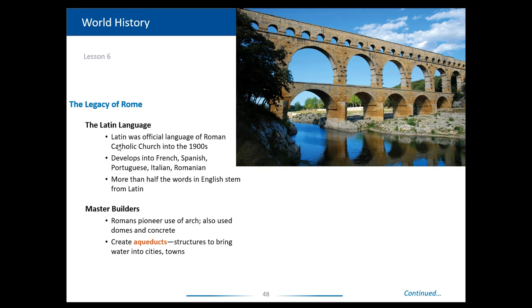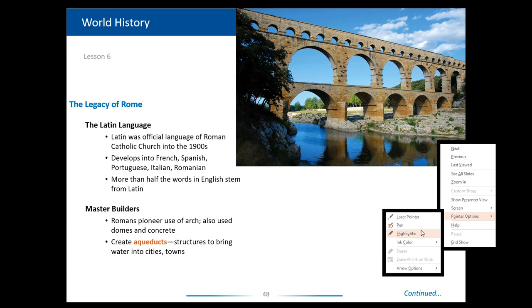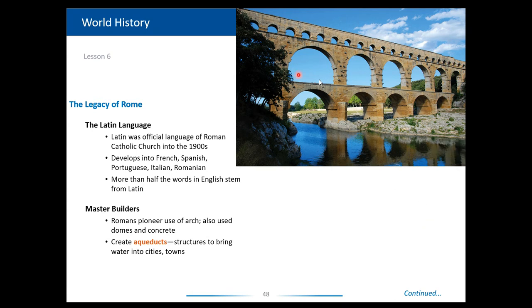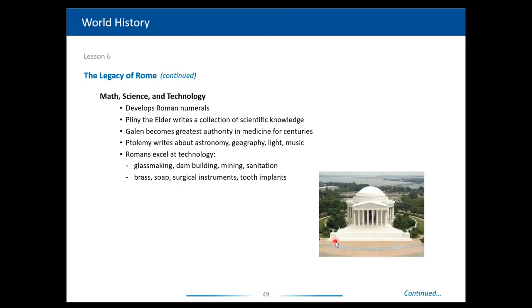The Romans were master builders, and the Romans pioneered the use of the arch, which is also used in domes, and the use of concrete. They created aqueducts, and aqueducts are structures to bring water into cities and towns. And if you look at this picture here, and I'm going to bring out my pointer, you see these are the aqueducts. The water travels along the aqueducts this way and that way and this way. Okay? All right.